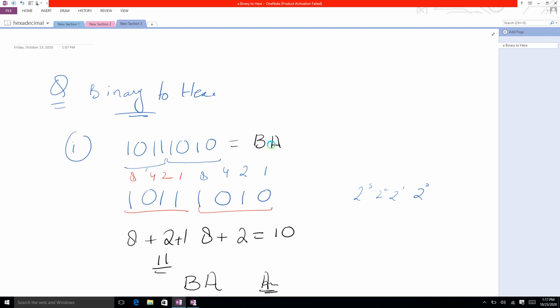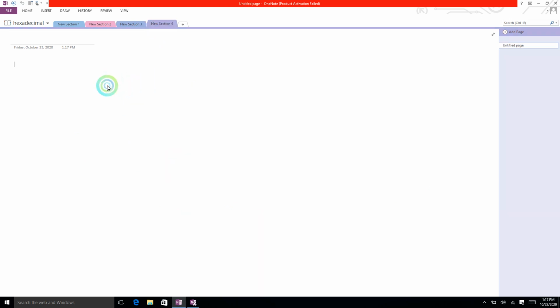I hope this question is clear. Now let's take another example. I am taking another binary value just to make you understand. For example, 1 0 1 1, 1 1 1 0 and 0 0 0 1.